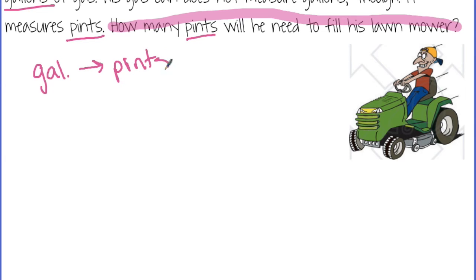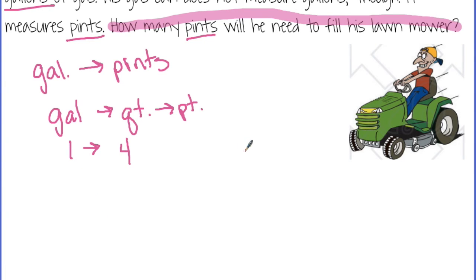Well, I don't have a conversion for gallons to pints. I do have a conversion from gallons to quarts, and then I can go from quarts to pints. Okay, so I can do this one of 2 ways. I prefer to figure out my conversion, so I only have to multiply once. So I know that in 1 gallon, there are 4 quarts.